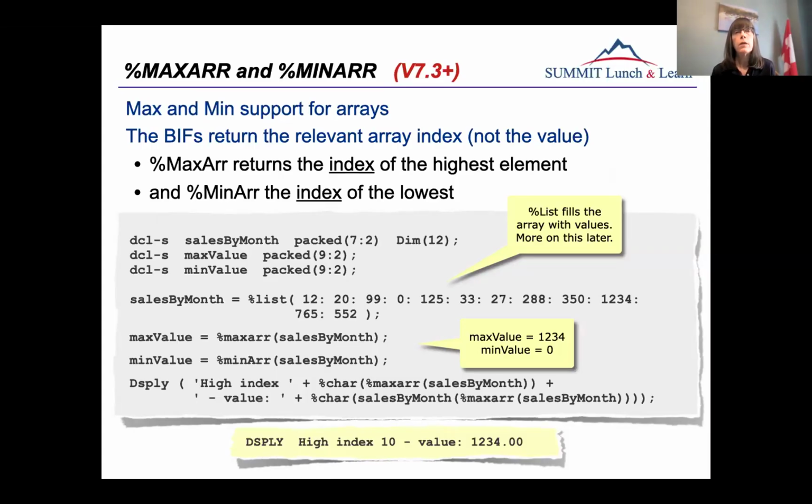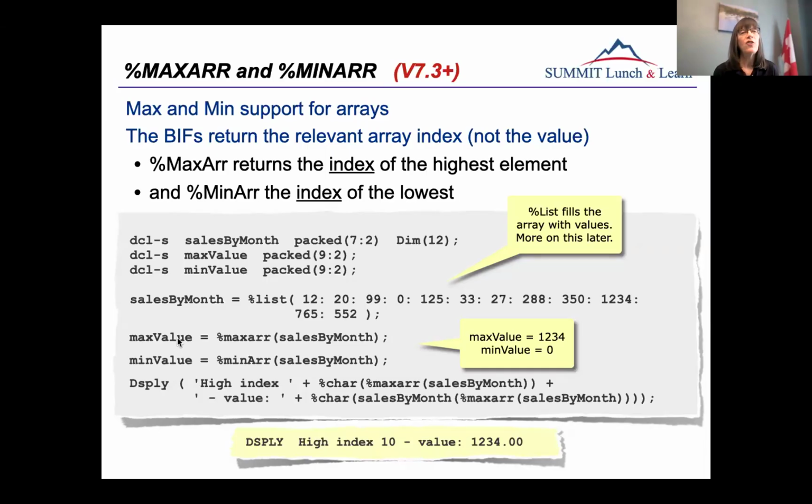So let's assume that we have an array, our sales by month here. I had a little chicken and egg thing here because I'm talking about percent list, which I haven't mentioned yet. I'm going to have to cover it briefly here, just so you know what's happening. All these values here are going to be put in individually into the elements of sales by month. That's basically what's happening with that percent list there. We'll talk more about that in a moment.